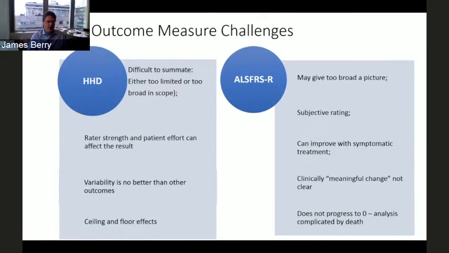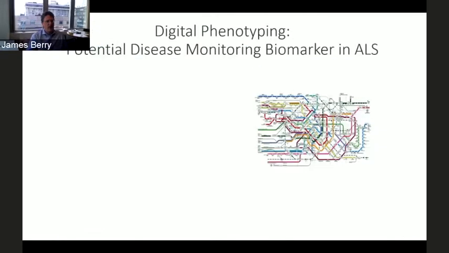It's subjective, so it bounces around depending on how patients are feeling, and we can see that. If you make them feel nauseous with a drug, even though it's not affecting their function directly, it puts them in a bad mood, and they tend to rate it a little bit lower. It's also not clear what clinically meaningful change is, and it's hard to compare two people because they might have changes in different subscales that mean different things. And the other thing is it doesn't progress to zero, so analysis is complicated by death. We need to do sort of last value carried forward.